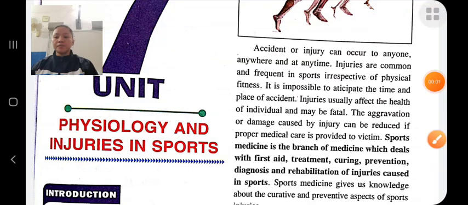Good morning, students. Today we will discuss our new topic, physiology and injury in sports. Physiology is the scientific study of the human body systems and their effects. In this chapter, we will discuss the physiological factors determining various components, that is strength, speed, endurance, flexibility, etc.